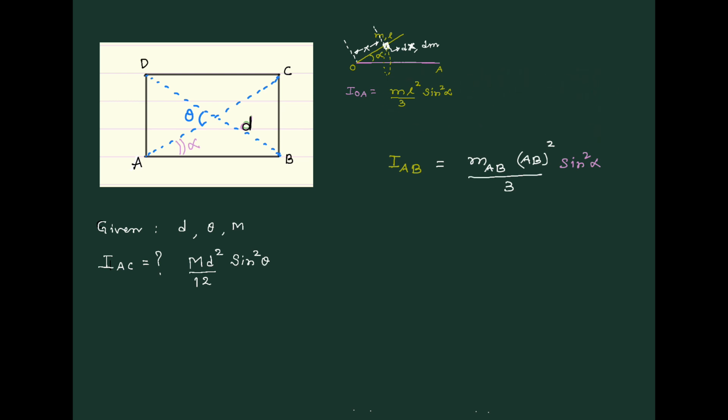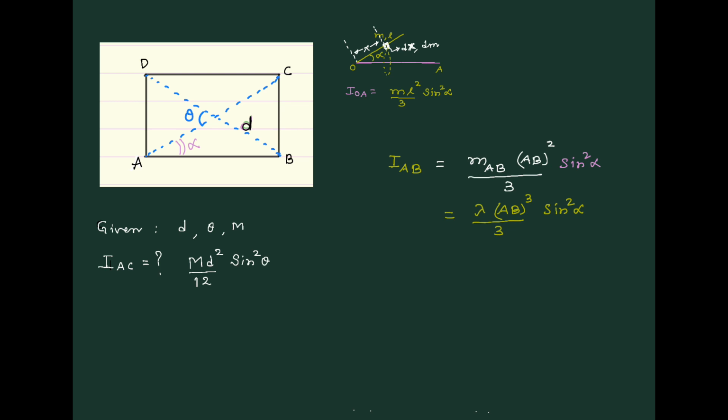Now we can replace the parameters in known quantities. What will be I of AB? It will be lambda into length AB, so it will be lambda into AB cube by 3, and sine square alpha. I am leaving alpha as it is.